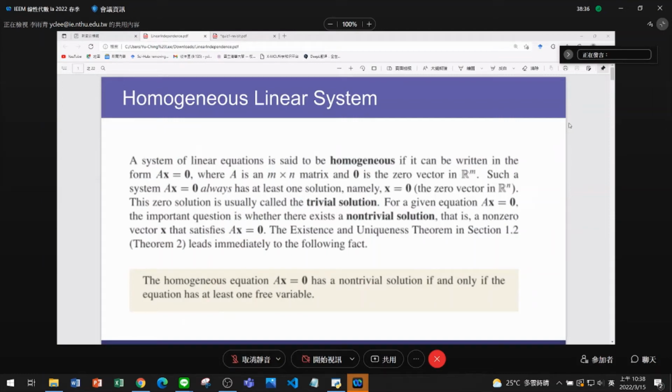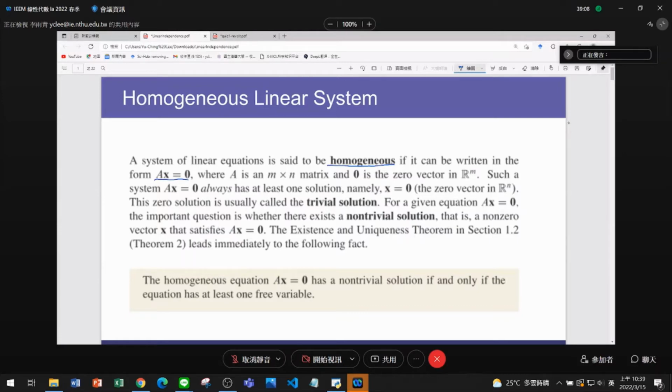那今天我们要来介绍一个叫做 homogeneous linear system 的东西。其实我们已经看过它很多次了。Today we are going to introduce what is a homogeneous linear system. So a system of linear equations is said to be homogeneous systems if it can be written in the form Ax equals 0.